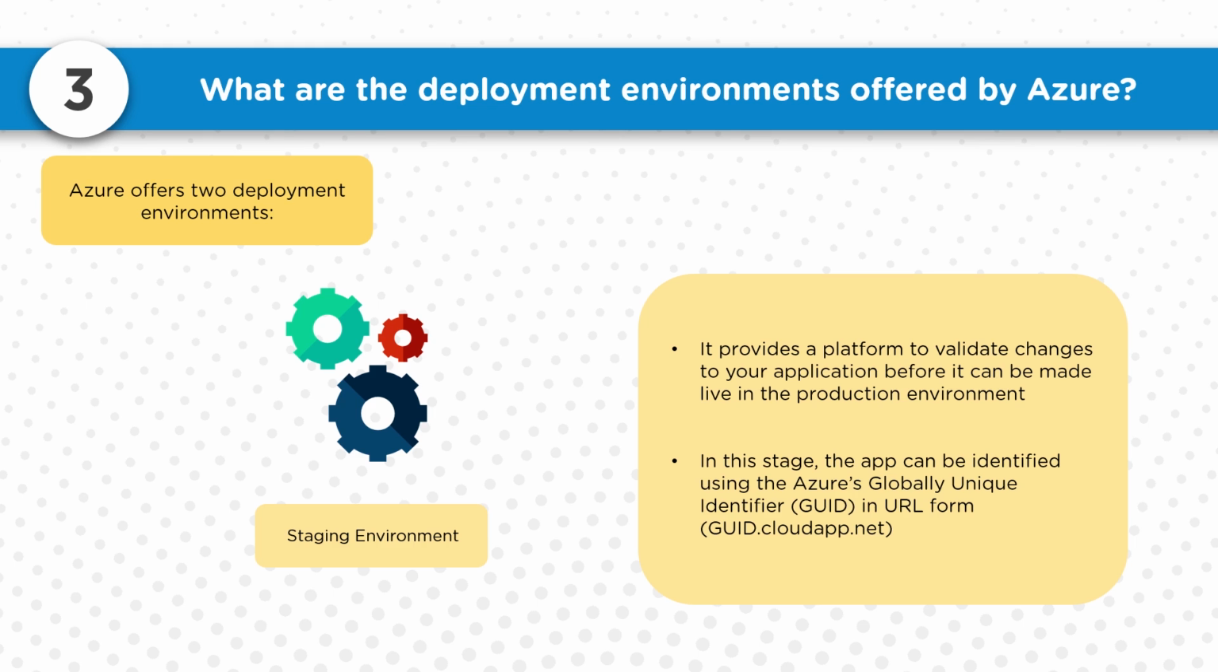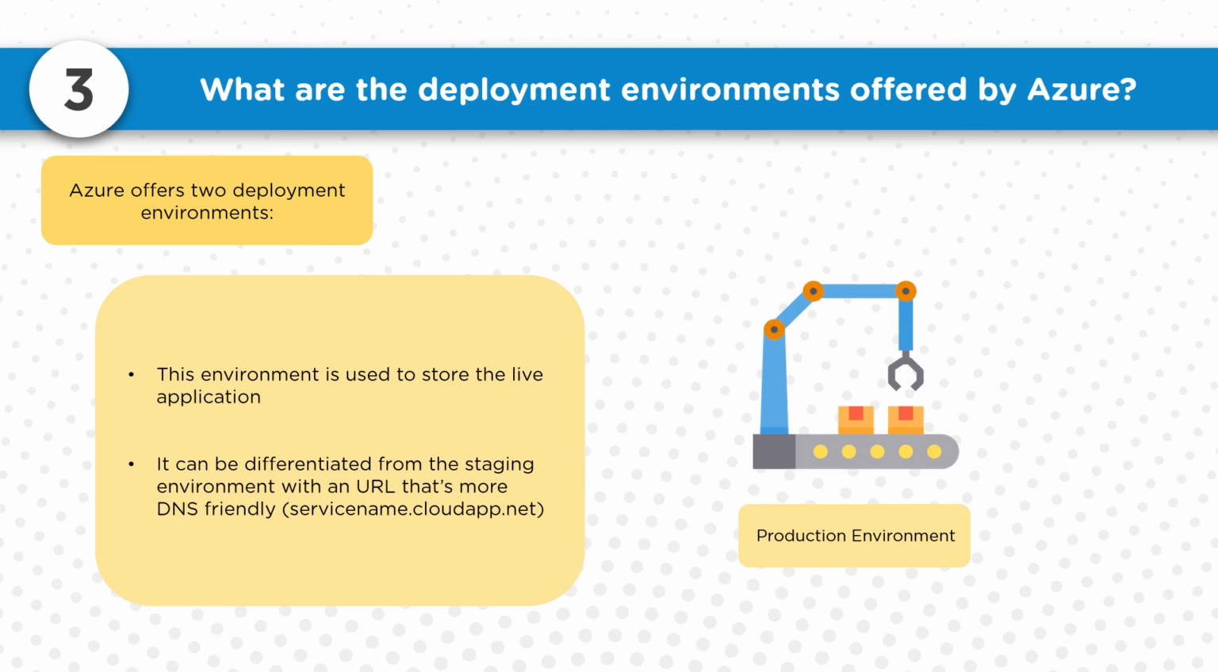So why do we need a staging environment? What are the benefits of it? The benefit of deploying our application to a non-production or staging environment is that it provides a platform to validate changes to our application before it can be made live in the production environment. And in the staging environment, the app can be identified using Azure's globally unique identifier, also called the GUID URL. It's very similar to the production URL, except that it has a custom name in front of it that identifies it as the staging environment.